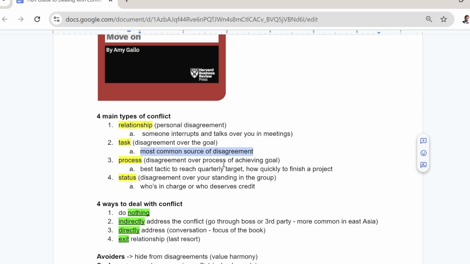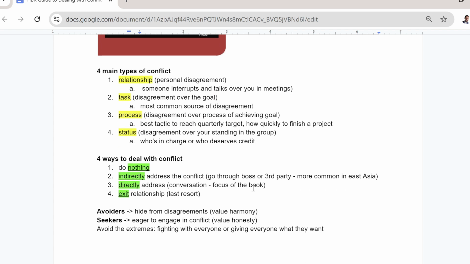Process is a disagreement over the process of achieving that goal. For example, what is the best tactic to reach our quarterly target? How quickly should we finish a project? Status is a disagreement over your standing in the group. For example, who's in charge or who deserves credit.